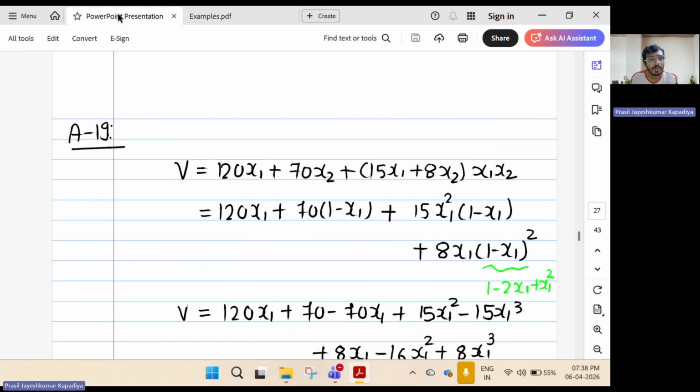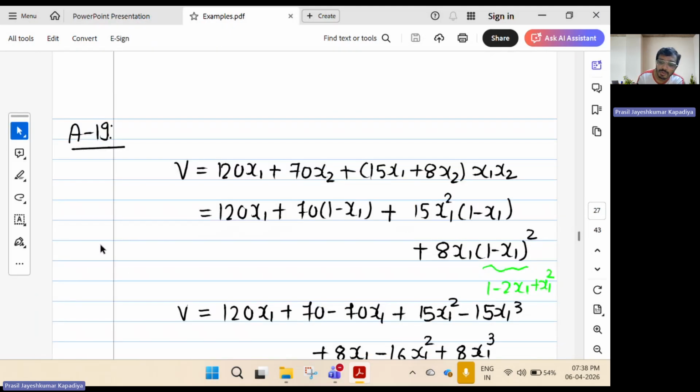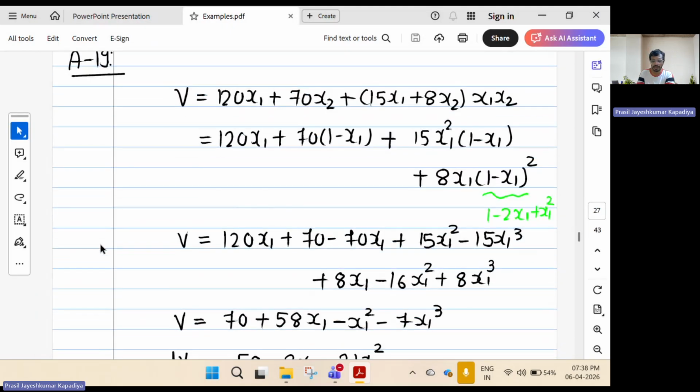Okay, so this problem states: the molar volume of a binary mixture at given temperature and pressure is given by V equals 120 x1 plus 70 x2 plus (15 x1 plus 8 x2) x1 x2. Find the expression for partial molar volumes of species 1 and 2. So how can I find partial molar volume? What is the first thing I need to do? I need to convert the whole thing in terms of x1 or x2. So we will do it in terms of x1.